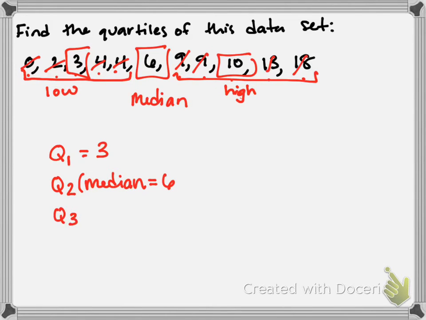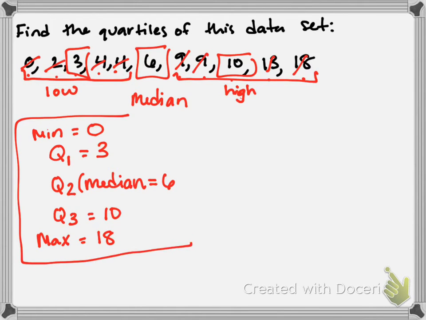And my third quartile is 10. To make a box and whisker plot, I also need to take note of the minimum value, which for this data set is 0, and the maximum value, which is 18 for this data set. Now that I have my 5 key points, I can make a box and whisker plot.